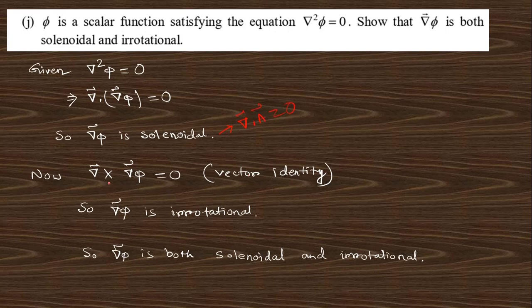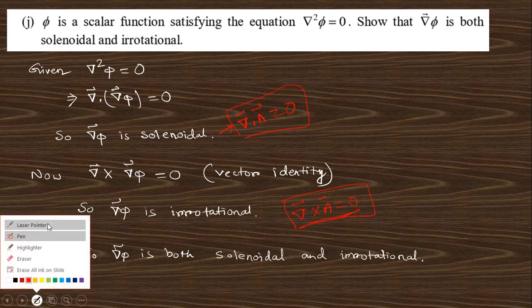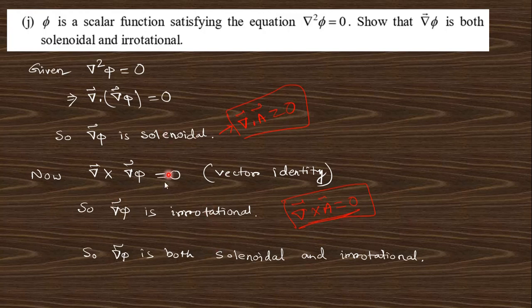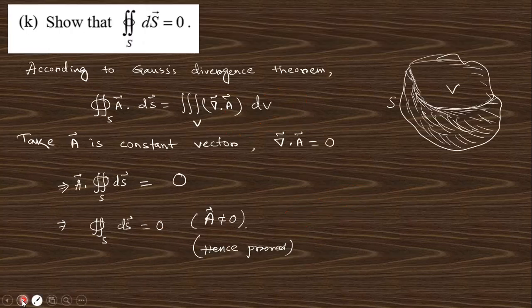Okay, and you know the curl of grad phi equals 0, this is the vector identity, you can prove it also. So, curl of any vector being 0 means the vector is irrotational, divergence of this vector being 0 means the vector is solenoidal, right. So, go to the next one.